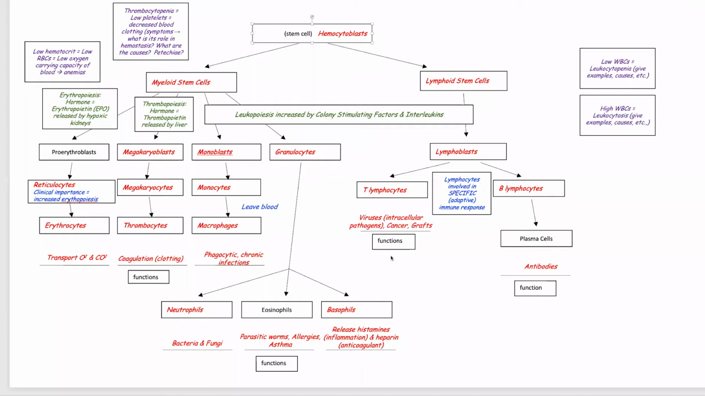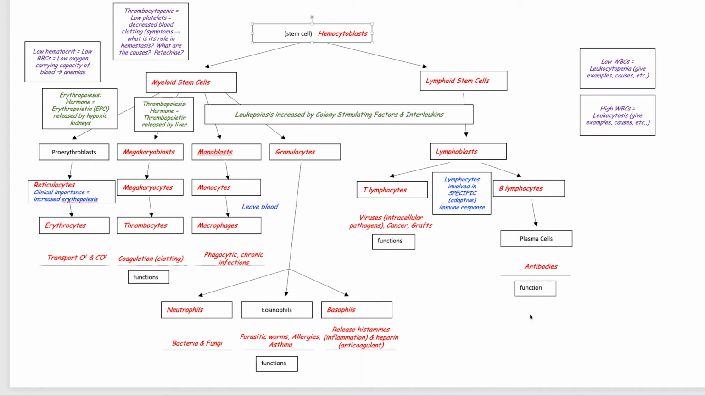Let's look at T lymphocytes. For the functions of T lymphocytes, I've put down viruses. So T lymphocytes attack virus-infected cells or cells that have other types of intracellular pathogens, cancer cells or tumors, and grafts. Grafts are an example of foreign cells that you would get from an organ transplant. When B lymphocytes are activated, they begin to divide, and most of the daughter cells will be what we call plasma cells. Plasma cells release antibodies.